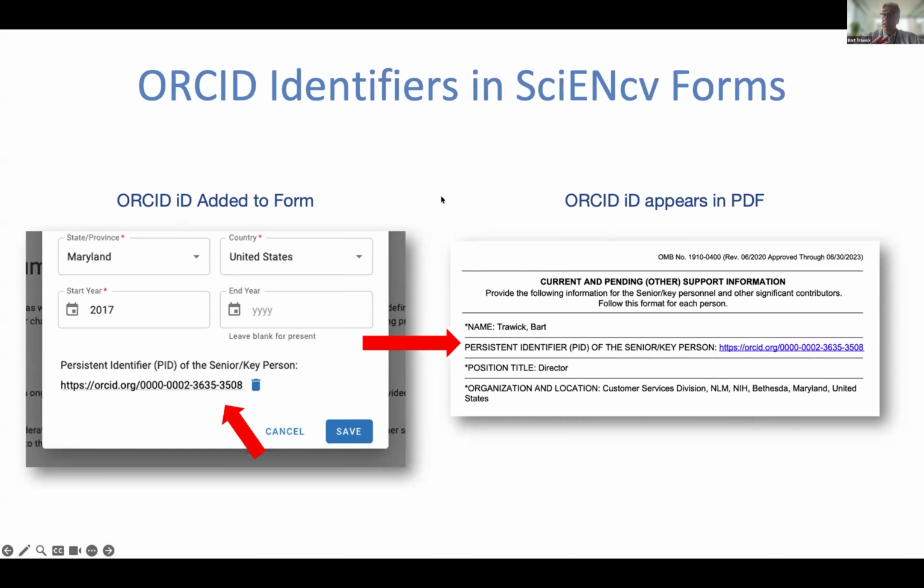So if you've linked your ORCID account, you're in SciENcv, you're creating biosketches and current and pending other support forms for your NIH grant applications, that ORCID identifier is added right into the form. And when you go over and submit these forms into ERA Commons, that is what they're looking for. They are looking for the ORCID identifier. They're making sure that it matches what has been linked to your account in ERA Commons. So we do a check all the way through this process.